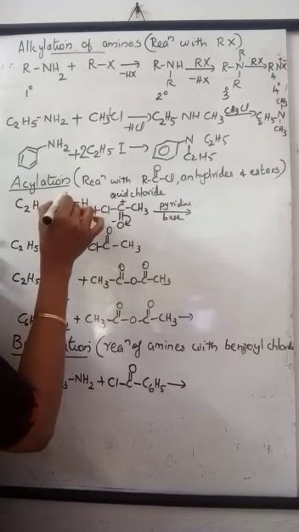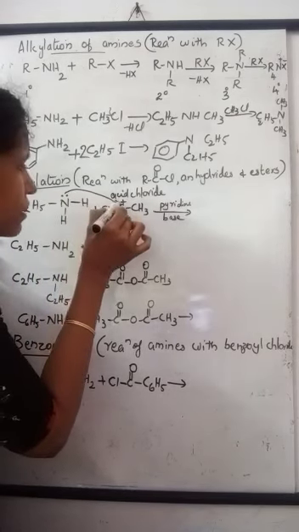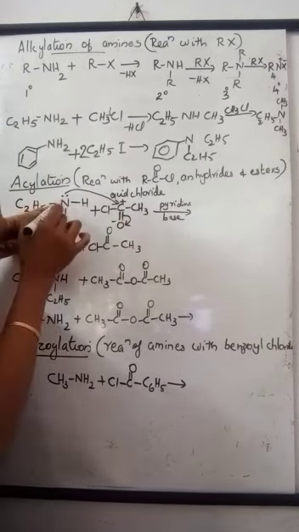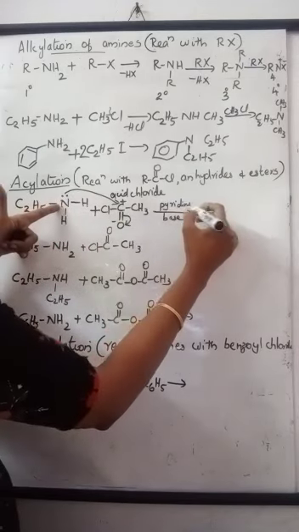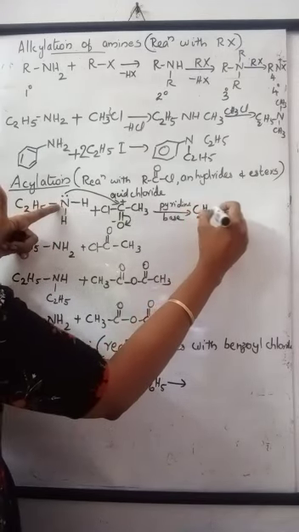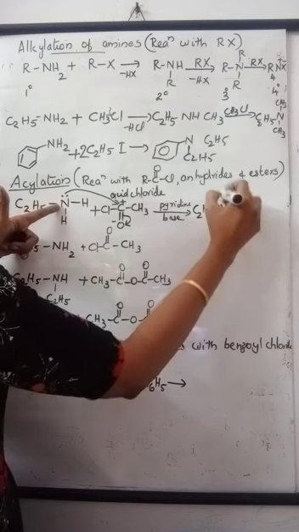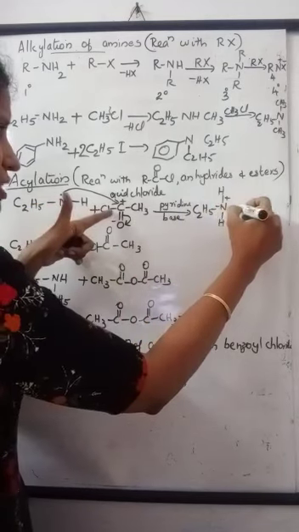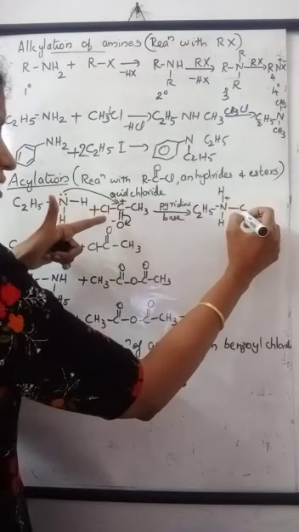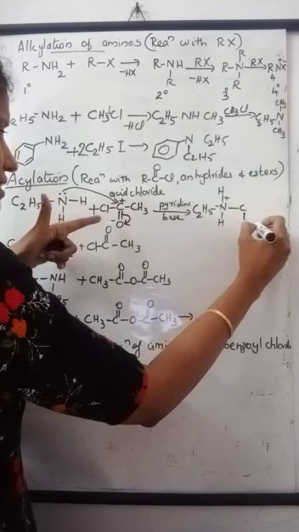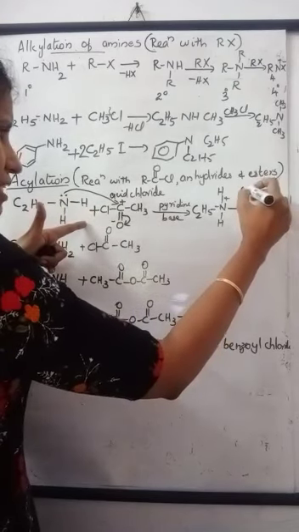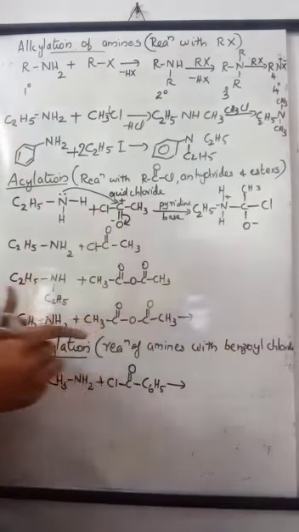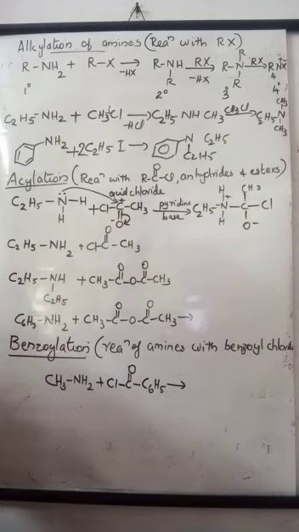The lone pair of electrons present on this nitrogen atom will be donated to this positive carbon atom and form a bond. This nitrogen is bonded to this carbon atom and we get an intermediate, C2H5NH2, where the nitrogen becomes positive. It forms a bond to this carbonyl carbon, C single bond O minus, CH3, the CH3 group I showed above, and Cl. This is an intermediate, highly unstable.